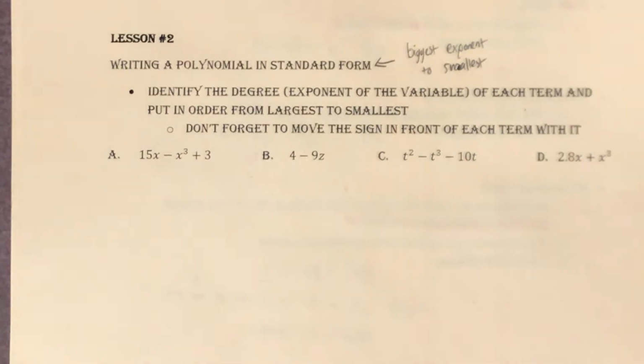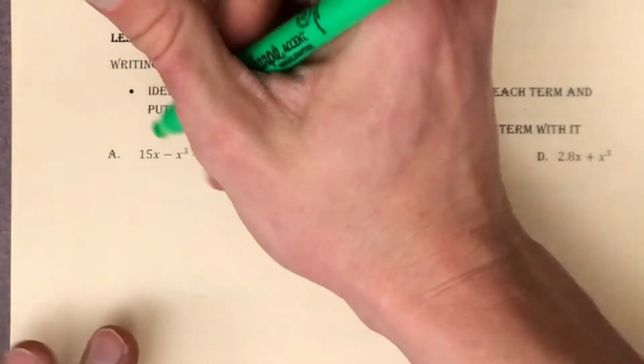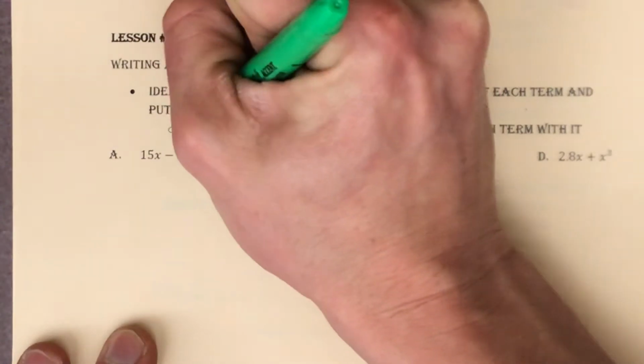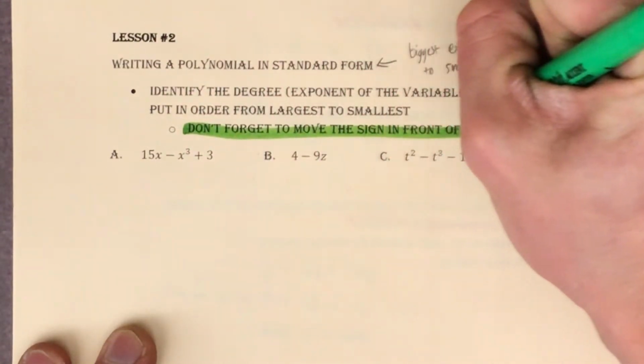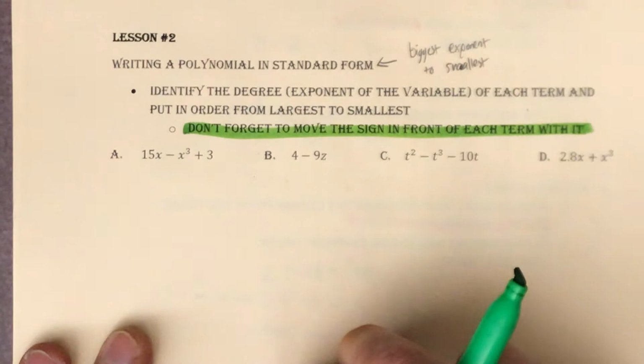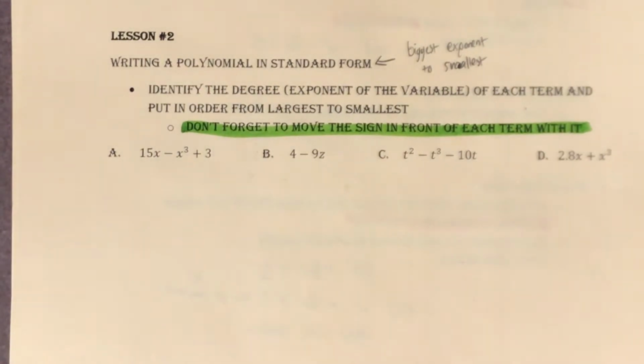And essentially what you're doing is you're determining each term as a monomial and figuring out the degree of it. Well, I think the easiest way to do that, we talk about right here in the instructions: identify the degree, exponent of the variable of each term, and then put in order from largest to smallest. All right, and this is key, don't forget to move the sign in front of each term. So if it's a positive or negative, that needs to go with it.